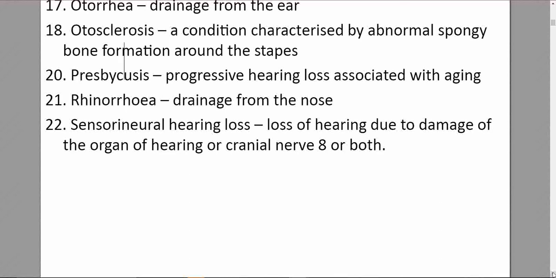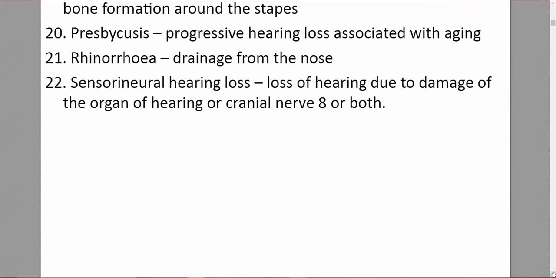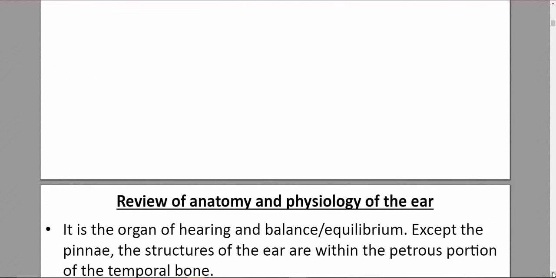Then you have the rhinorrhea, drainage from the nose. The ear comes in with its whole content, it drains from the nose instead. Then you have the sensorineural hearing loss, loss of hearing due to damage of the organ of hearing or cranial nerve 8, or maybe both. Yeah. So that is that.